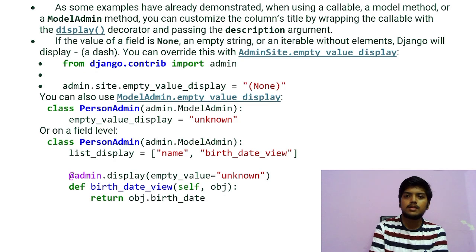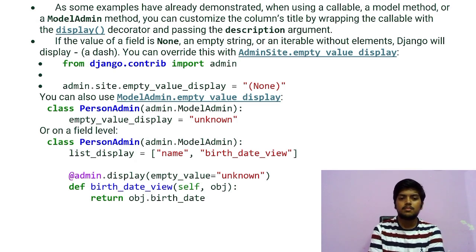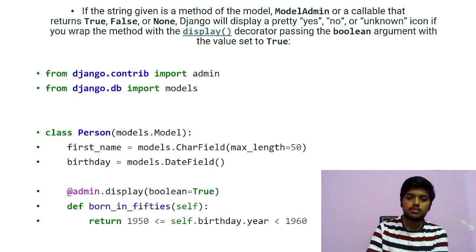As some examples have already demonstrated, when using a callable or a model method, you can customize the column's title by wrapping the callable with the display decorator and passing the description argument. You can override this with admin.site.empty_value_display. You can also use ModelAdmin.empty_value_display. class PersonAdmin(admin.ModelAdmin): @admin.display(empty_value='unknown'); def birth_date_view(self, obj): return obj.birth_date.